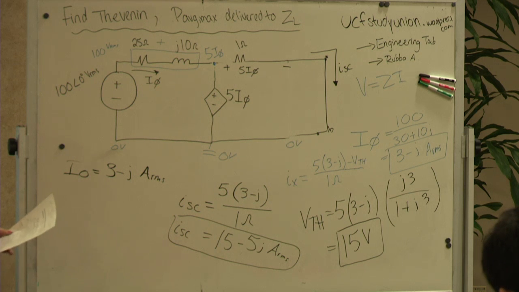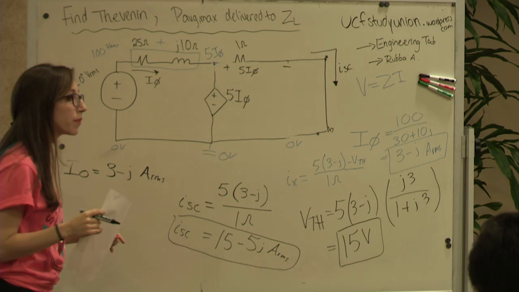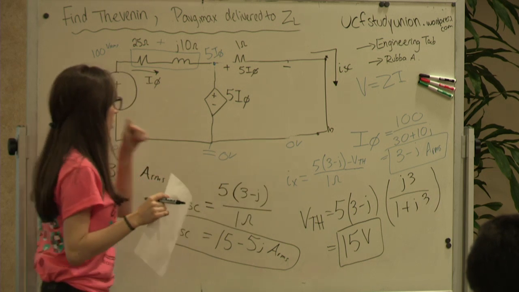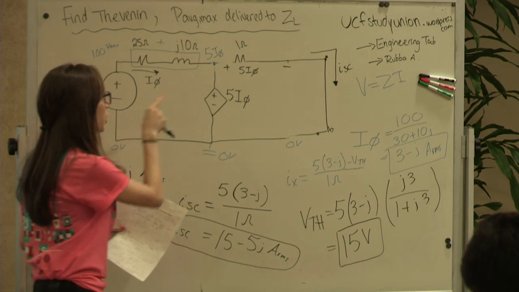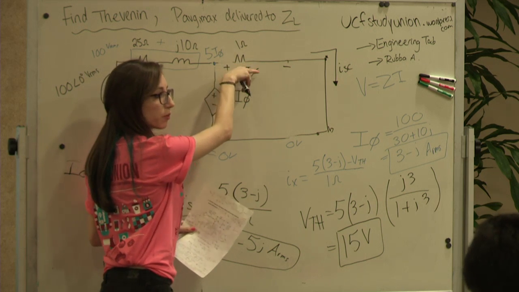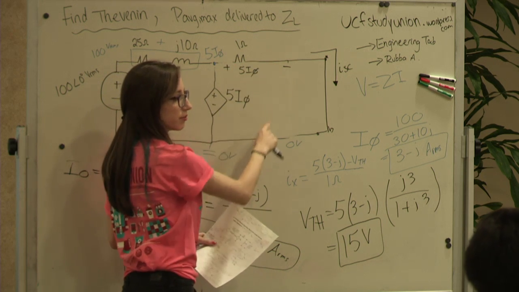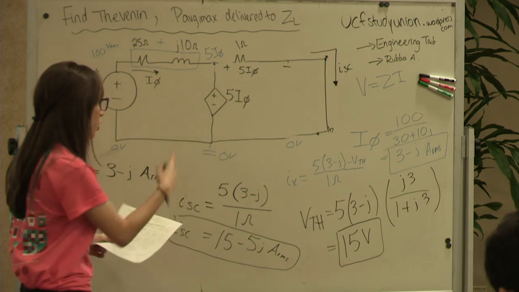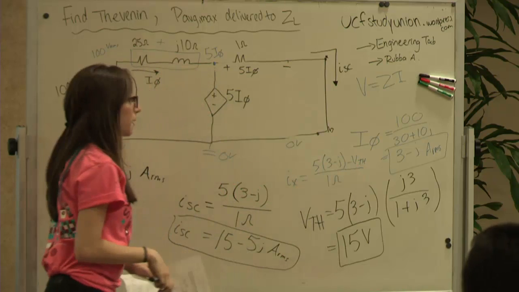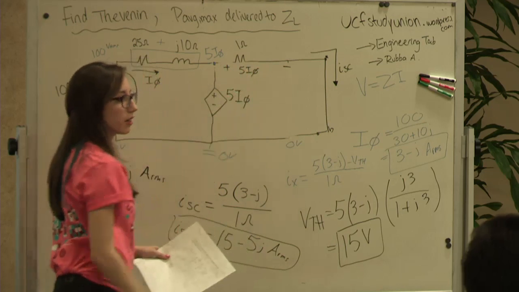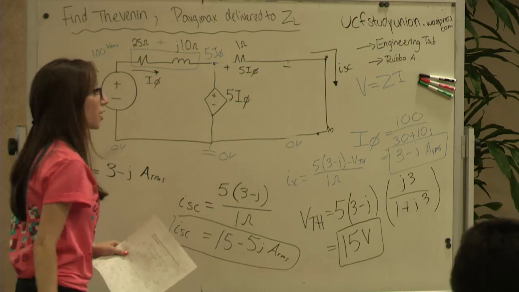Question. What does I sub x represent exactly? This one? This was in the last problem. It was the current running through the 1 ohm, and there was an inductor here. So that was just an equation for one of the currents, but we didn't go through with it because it had two unknowns. So it was kind of like a node voltage method. We didn't end up using it at all.